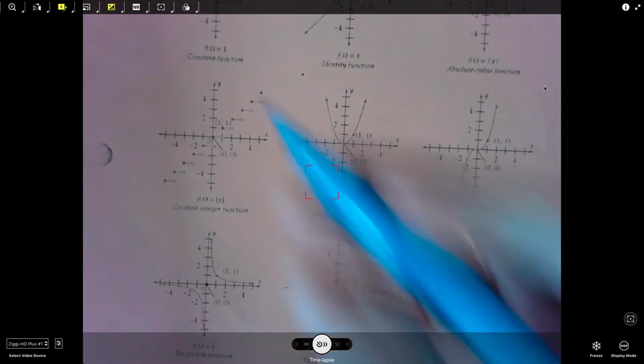You will not use this function in algebra class. We will use that in calc and in trig, but you will not use this function. This is a greatest integer function, or a step function, is what it's called. We won't use that in algebra class, right?